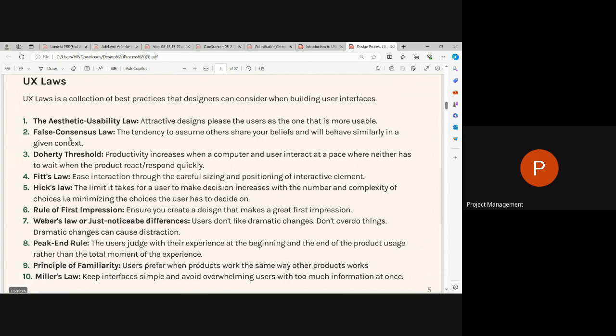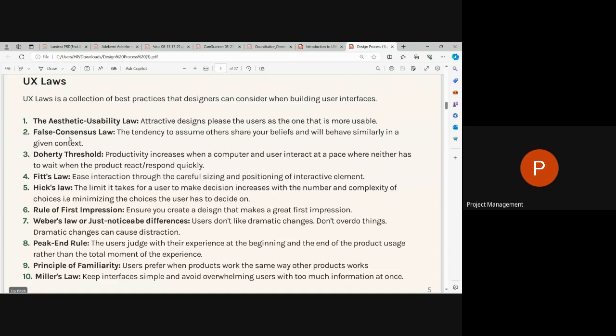Then we have the false consensus law. That is the tendency to assume others share your belief and will behave similarly in a given context. We have the Doherty threshold. Productivity increases when a computer and user interact at a pace where neither has to wait, when the products respond quickly. Then we have the fifth law, that is easy interaction through the careful sizing and positioning of interactive elements. Then we have the X law, that usually limits the decisions that your user has to take.